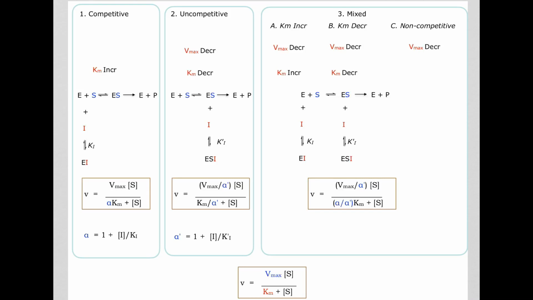Now what about the Km? In this case, Km increases. In this case, Km decreases. For this we use alpha. For this we use alpha prime. So what's the effect on Km? The effect on Km depends on the ratio of alpha divided by alpha prime. It depends on who is bigger. Is alpha bigger or alpha prime bigger? So in the case of mixed inhibition, the Michaelis-Menten equation becomes this modified form.